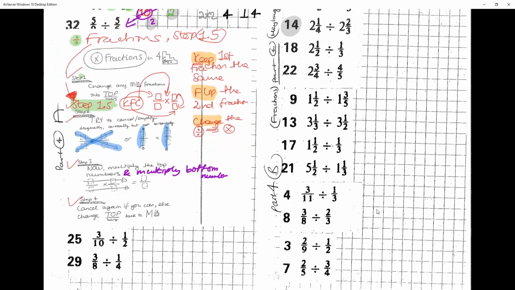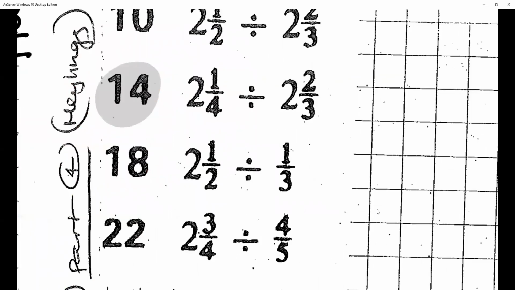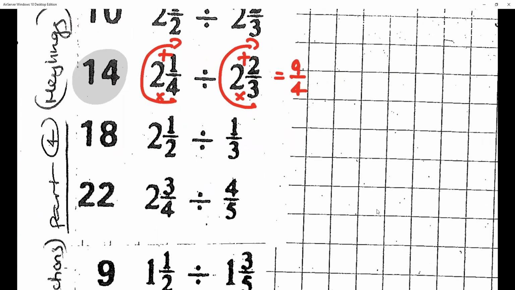So Aisha, I want you to read, what's the first rule that we follow for question number 14? Change any mixed fractions into top heavy. Let's do that then. Here we go. So let's change the mixed fractions. We start here. You've got a times and add, yes? So 2 times 4 is 8, plus 1 is 9. 2 times 3 is 6, plus 2 is 8.